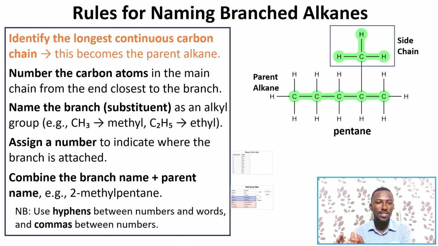Step number 2 is to number the carbon atoms in the main chain from the end closest to the branch. There are 2 possibilities of numbering the carbon atoms. We can either number from left to right or from right to left. Let's first number from left to right: we have 1, 2, 3, 4, 5 indicated in red. From right to left, we have 1, 2, 3, 4, 5 indicated in blue.